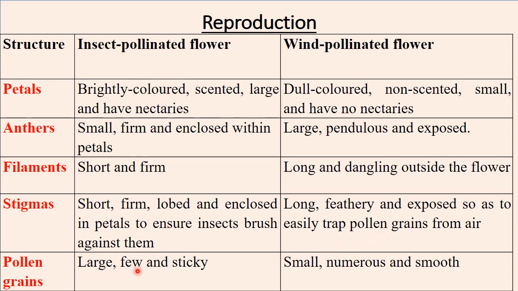For the insect pollinated flowers, they are large, few, and sticky, so that when insects visit the flower, they can stick to the body of the insect. For the wind pollinated flowers, they are small, many, and very smooth, so that they can easily be scattered away when wind blows.